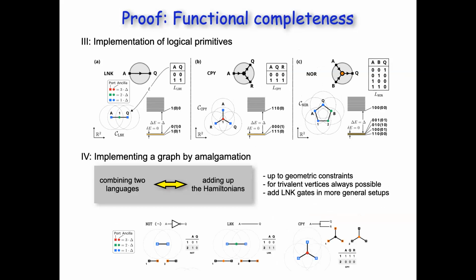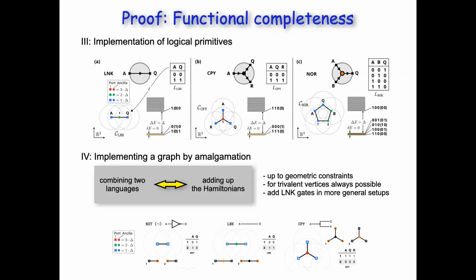Now we just have to implement every logical operation with our Rydberg atoms. And it's clear that the simplest one is just a link. So if you want to have an information flow here, we just want to move it through the system.